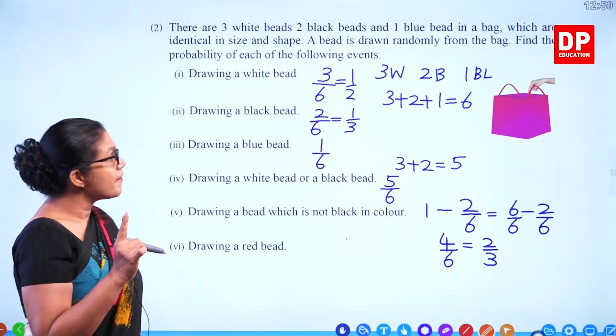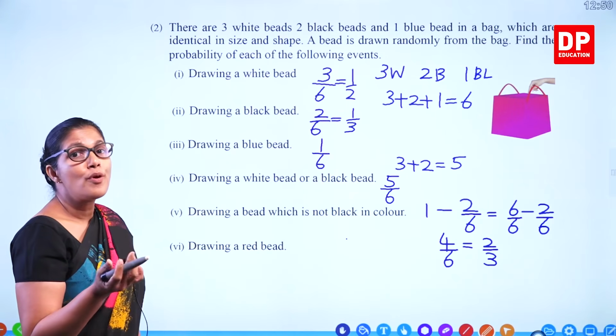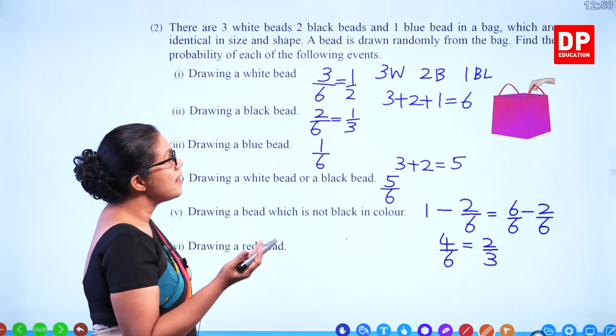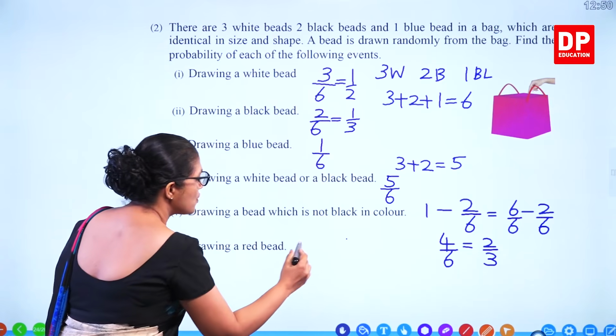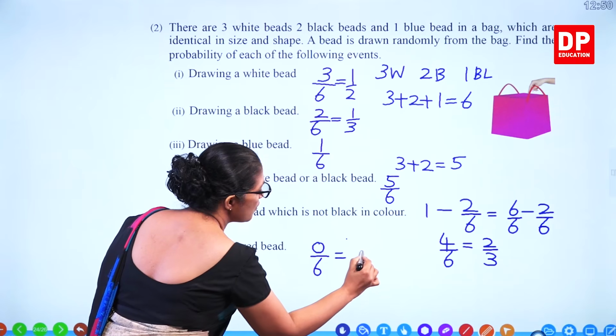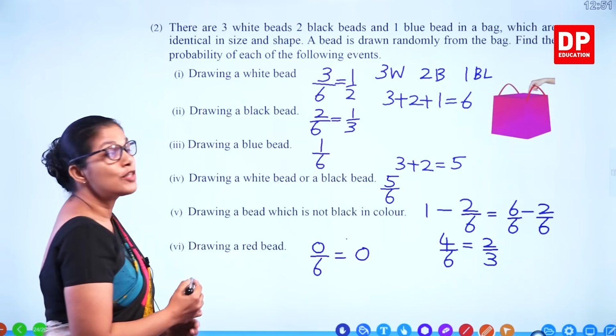Then drawing a red bead. There are no red beads. So it is impossible to get a red bead from this bag. So 0. You can write 0 over 6 or 0 chance. Impossible to happen.